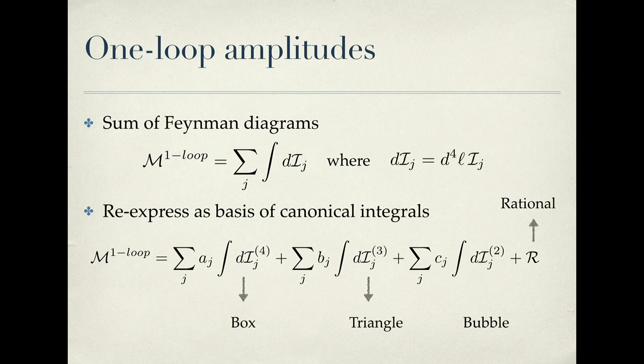But at one loop, there are box integrals, which I denote with four propagators, triangle integrals with three propagators, and bubble integrals with two propagators. And then there are some rational functions which don't have any integration left. Any one-loop amplitude in any quantum field theory can be expressed in terms of these objects, where now these coefficients, a_j, b_j, and c_j, and these rational functions are, of course, theory dependent. In each different theory and different amplitude, these coefficients will be different. But this is just a useful basis of objects we can use to write any one-loop amplitude.